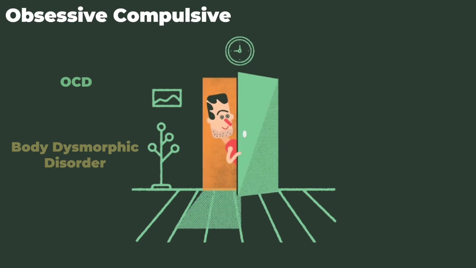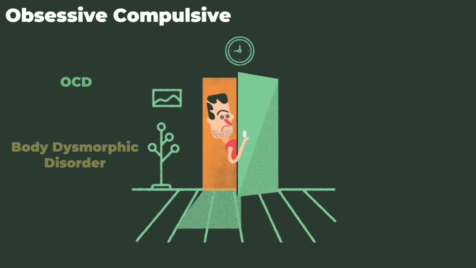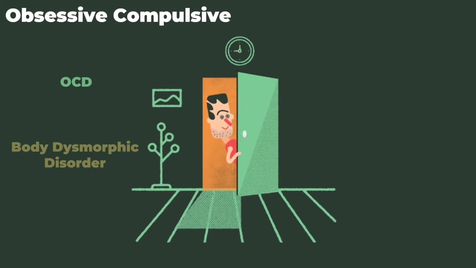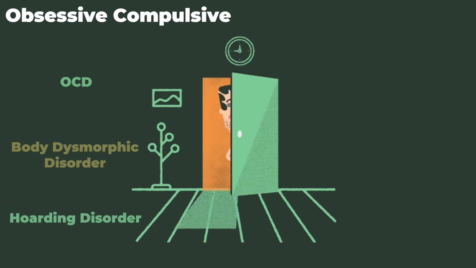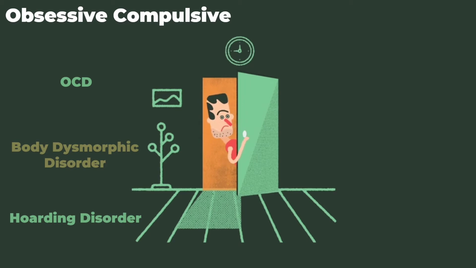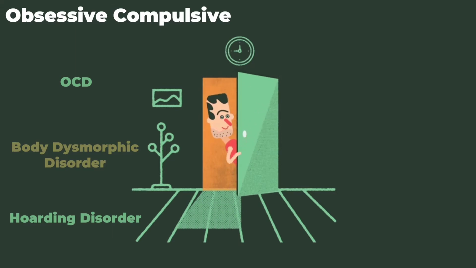Body dysmorphic disorder is when individuals are preoccupied with one or more perceived flaws in their physical appearance, which they believe make them look ugly, unattractive, abnormal, or deformed. Next is hoarding disorder. Hoarding disorder is when a person has persistent difficulties discarding or parting with possessions regardless of their actual value.